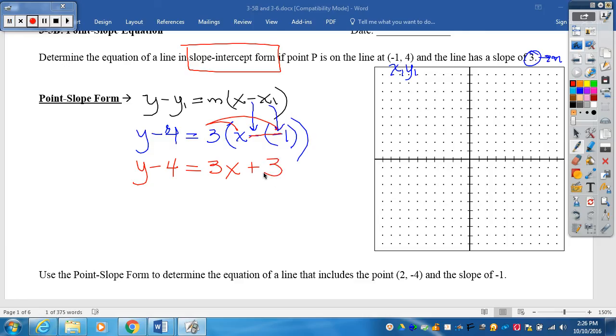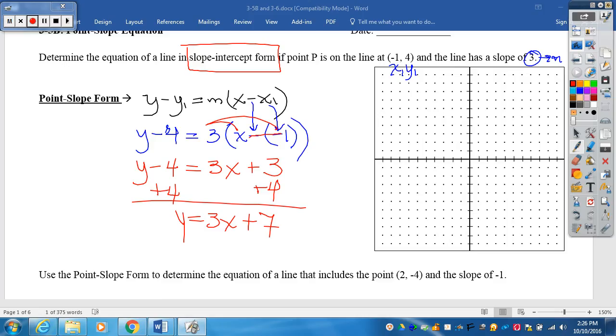Okay? Again, it still doesn't look like our final equation, but a little bit closer. Well, to finish this off, plus 4, y will equal 3x plus 7. 4 plus 3 is 7, voila. Now we know we've done it correctly.